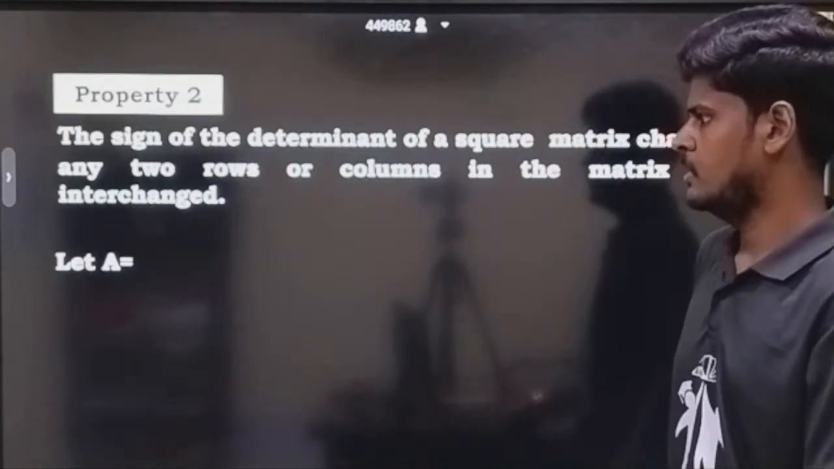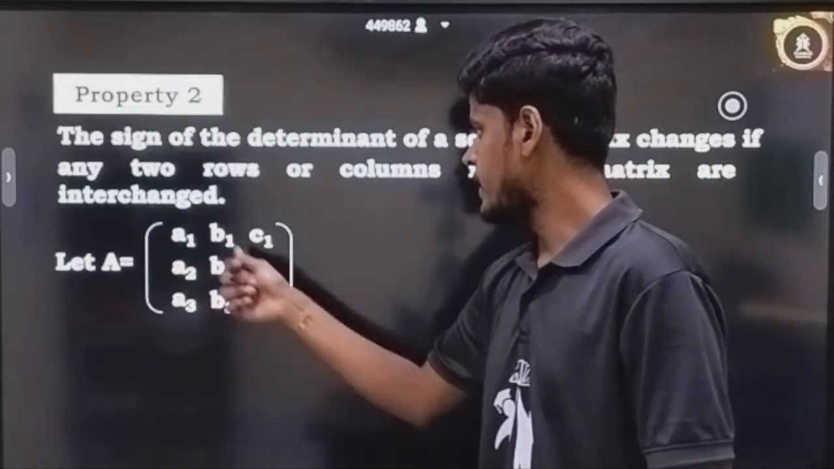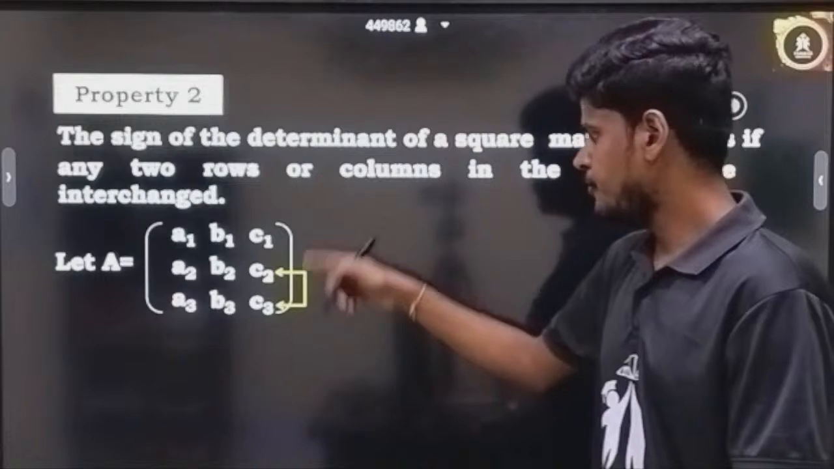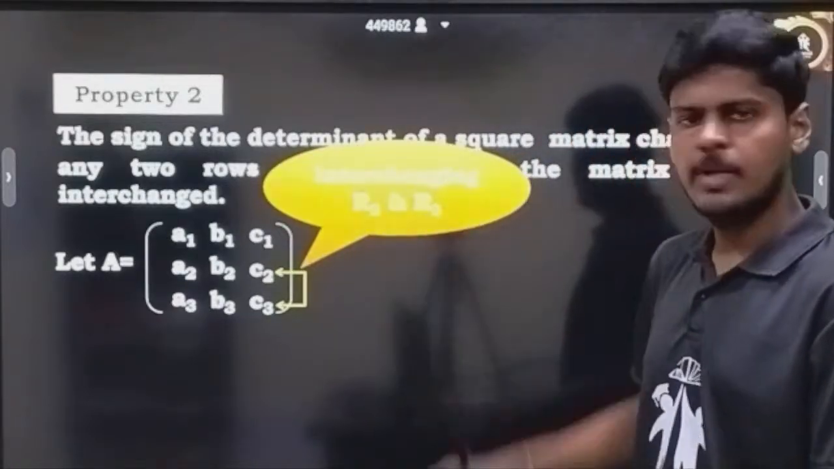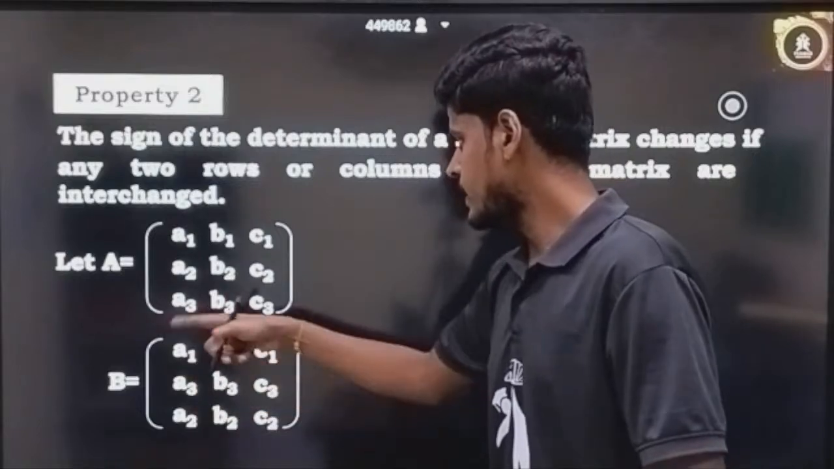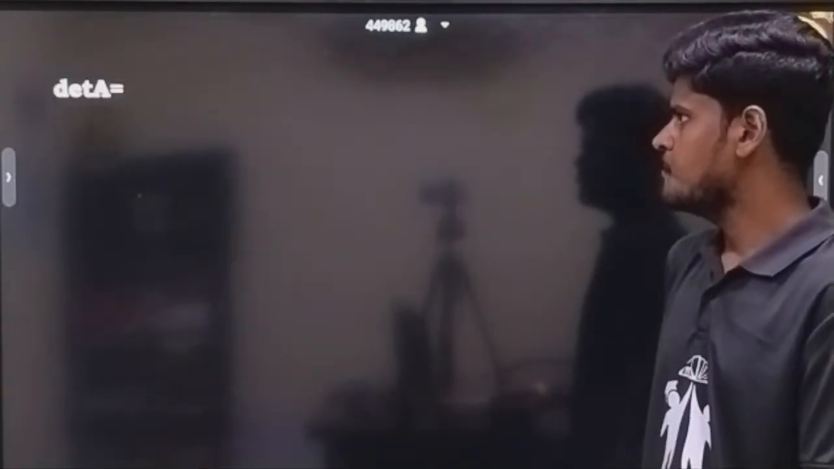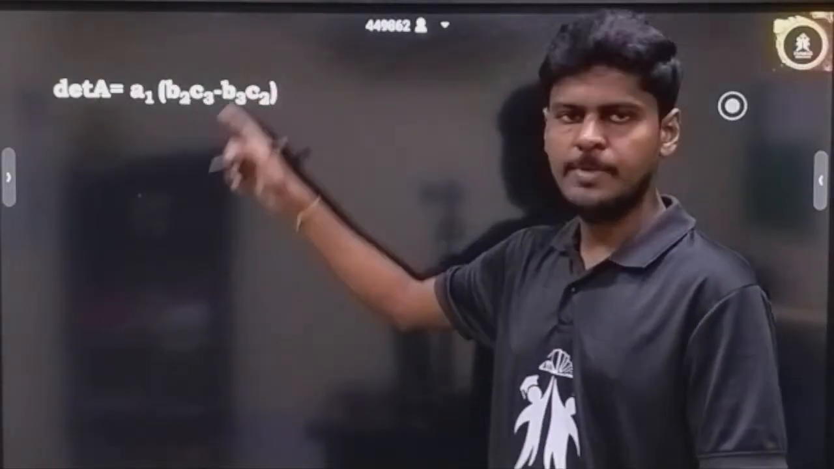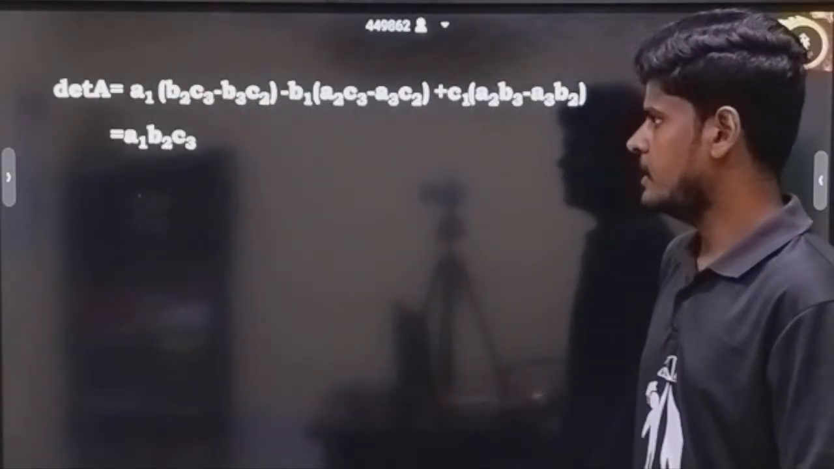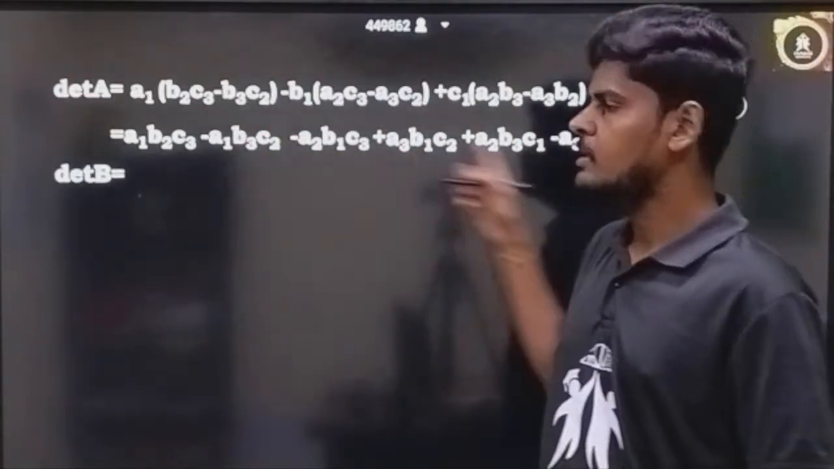Let matrix A be given by A1, B1, C1, A2, B2, C2, and A3, B3, C3. Now if we interchange these two rows, R2 and R3, let's take B matrix as the matrix obtained by interchanging row 3 and row 2 of A matrix. Then what is the expansion? Determinant A is equal to A1 into this value. We already know how to expand, so the final answer is this one.